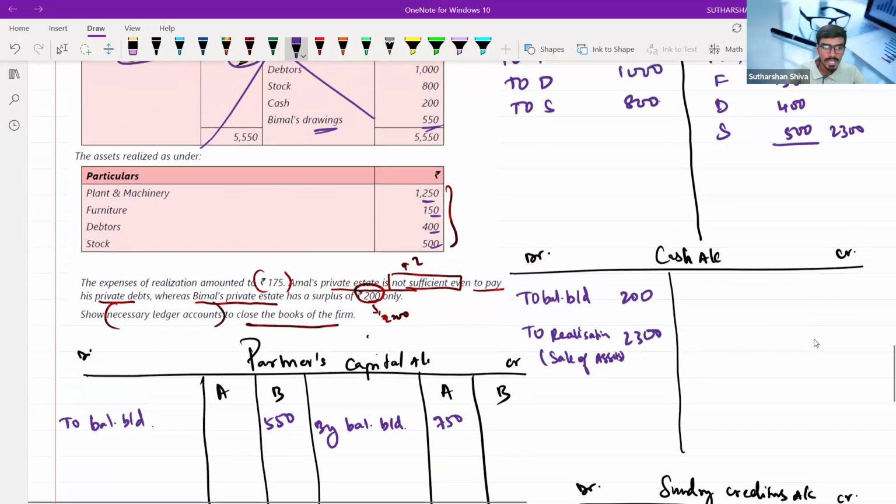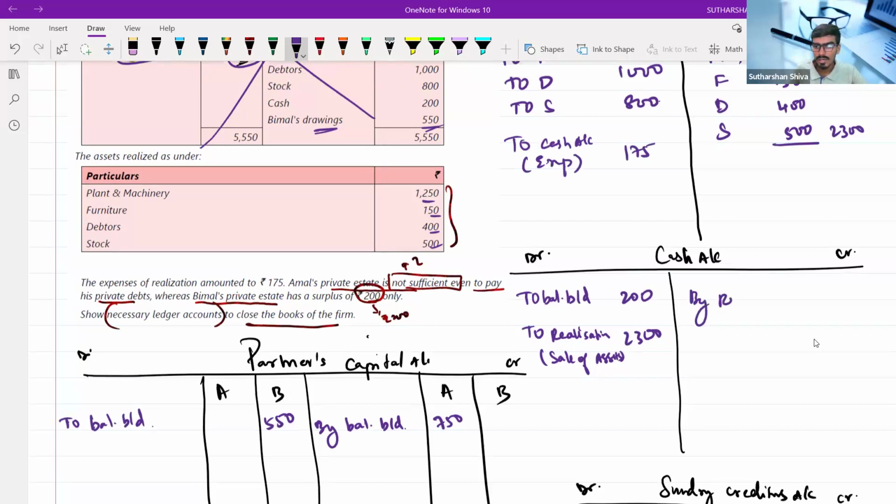Next, expenses amounting to 175. As it is a realization expense, I will write to realization, by cash account, expenses 175. In the same way, on the debit side I will write to realization, 175.